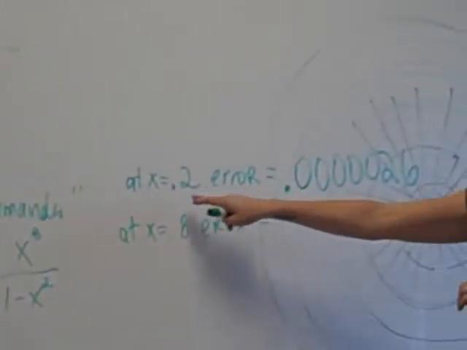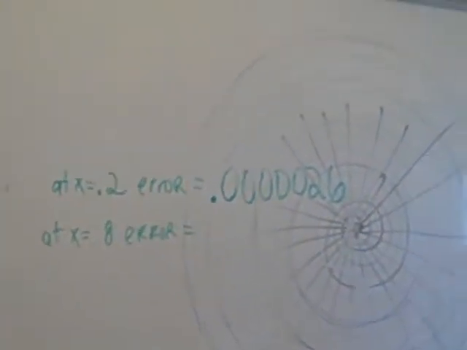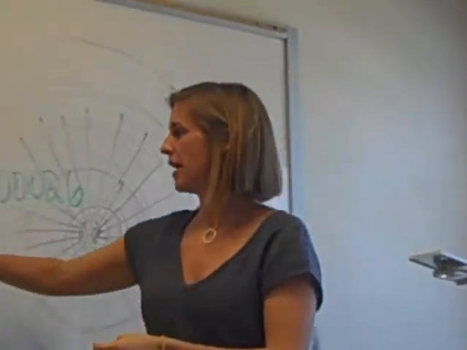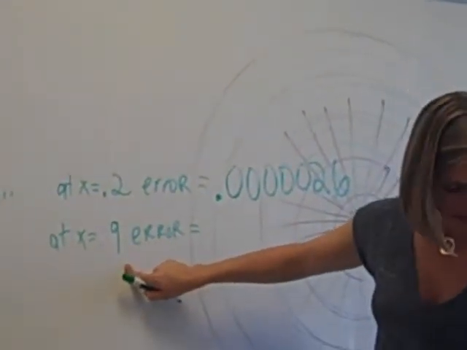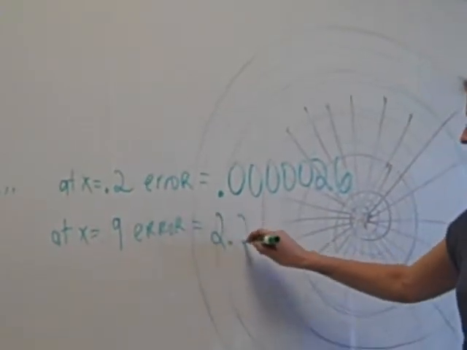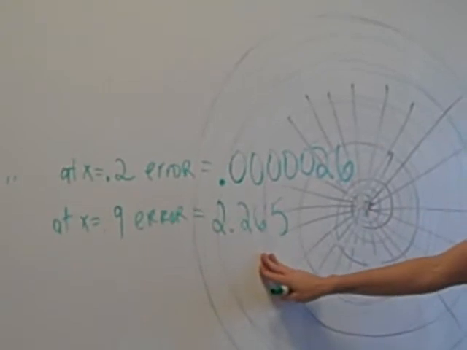So that means when x equals 0.2, my series and my function differ only a little tiny bit. And actually, sorry, 0.9 is what the other one I computed. At x equals 0.9, I got 2.265. That's a lot more.